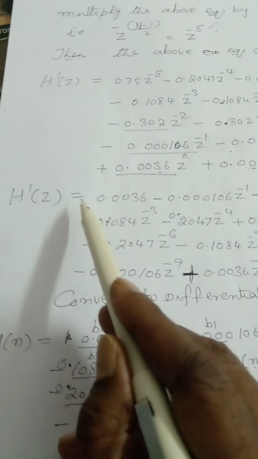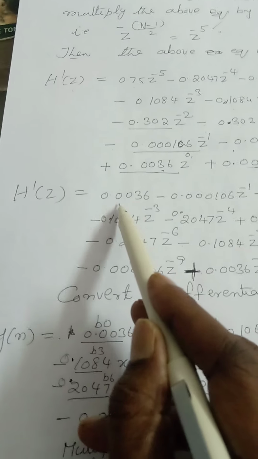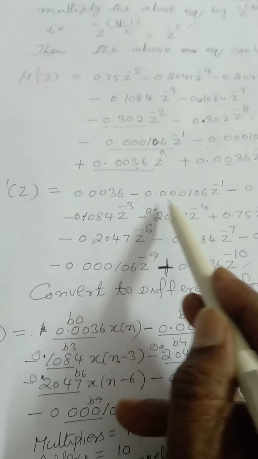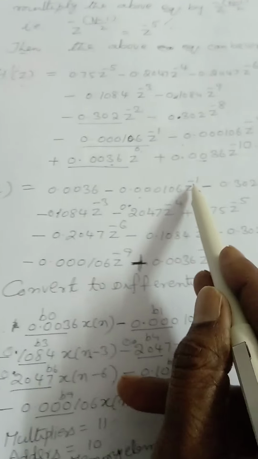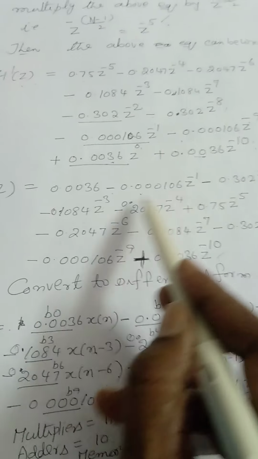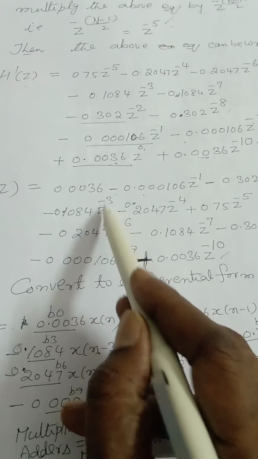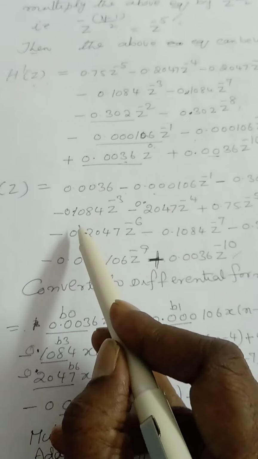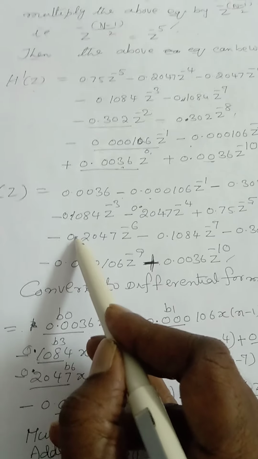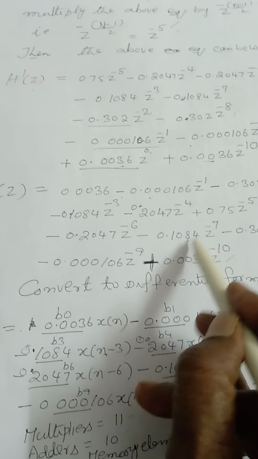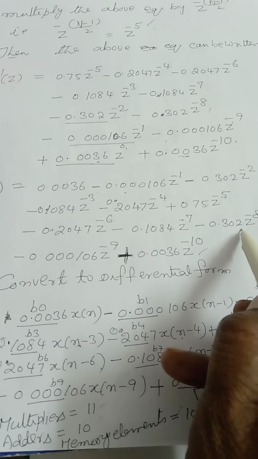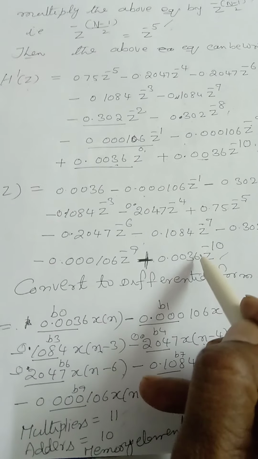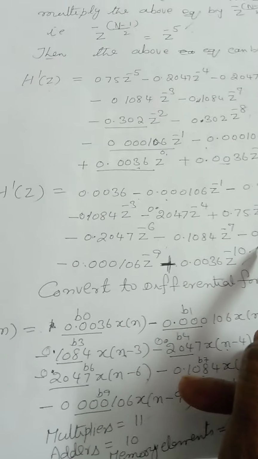0.0036. Now you see H dash z is equal to 0.0036 minus this coefficient into z minus 1, this coefficient into z minus 2, this coefficient into z minus 3, this coefficient into z minus 4, this coefficient z minus 5, this coefficient into z minus 6, this coefficient into z minus 7, this coefficient z minus 8, this coefficient into z minus 9, this coefficient into z minus 10.